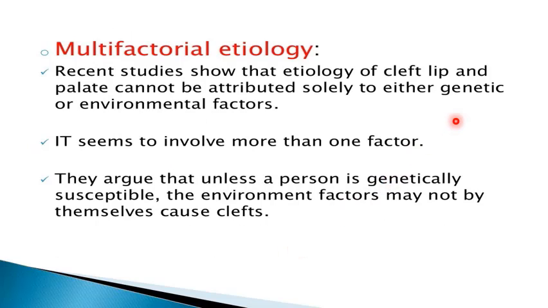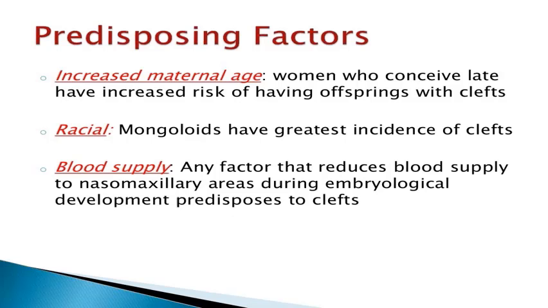As we said, it follows a multifactorial etiology. It involves more than one factor. If one factor only is present without the other factor, the gene will not manifest itself. What about the predisposing factors? Increased maternal age, the Asians, any factors that decrease the blood supply during pregnancy, such as smoking and alcohol consumption, all these can predispose to the development of facial clefting.